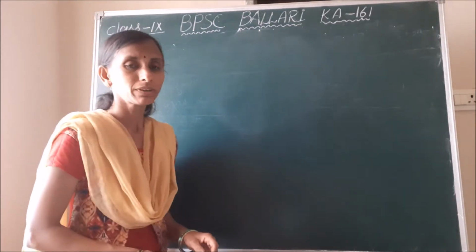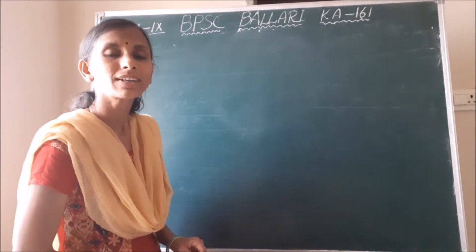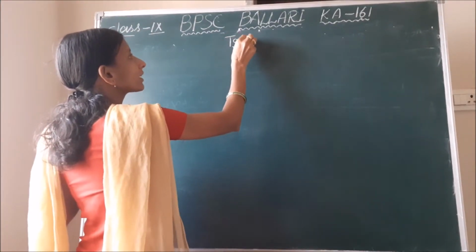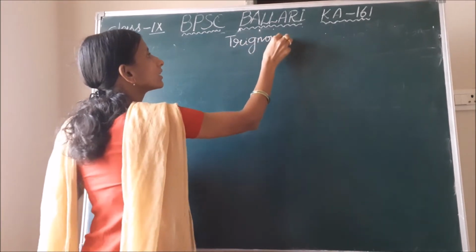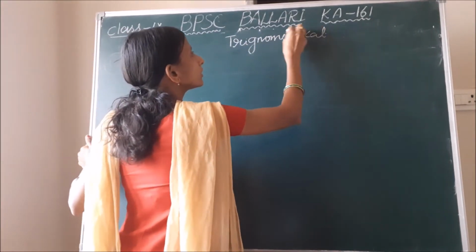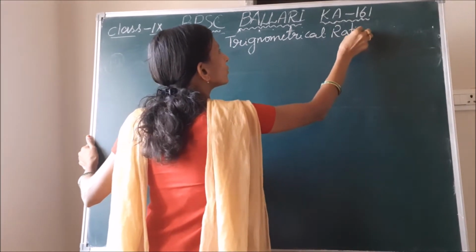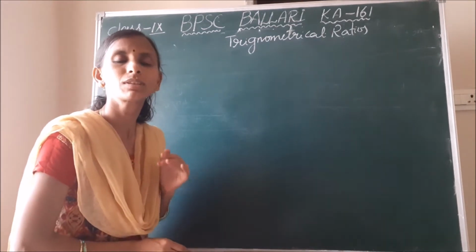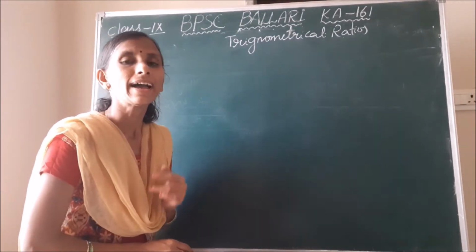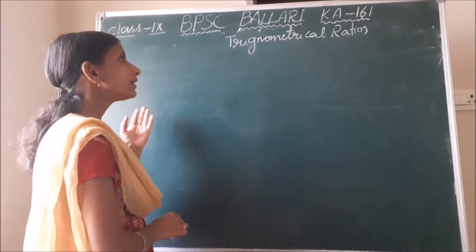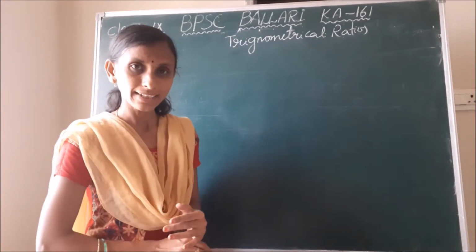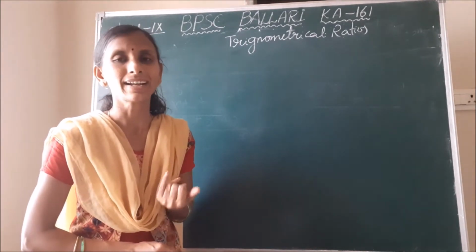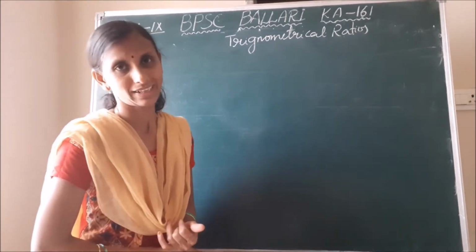So which topic are we going to learn about? Trigonometrical ratios. In trigonometry, we will learn about trigonometrical ratios. So trigonometry means what? It is a branch of mathematics which deals with the measurements of sides and angles of a triangle. Here we will take a right angled triangle, and in that we will learn how to measure the sides and angles of that particular given triangle.